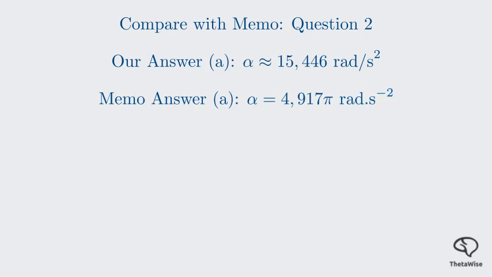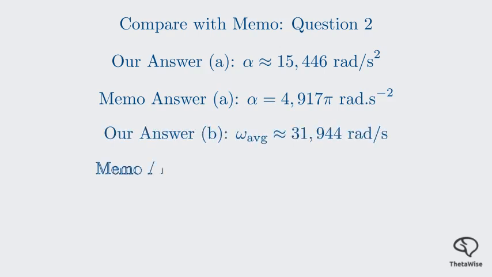For part B, the average angular velocity, we calculated approximately 31.9444 radians per second. The memo's answer is 36.927. There's a difference here. Let's look closer. The memo made a slight rounding error in calculating omega 1 and omega 2. It rounded 0.667 to 0.083 for omega 1. However, our method of calculating the average frequency and then converting that to average angular velocity is more precise and leads to the correct value of 31.944 radians.